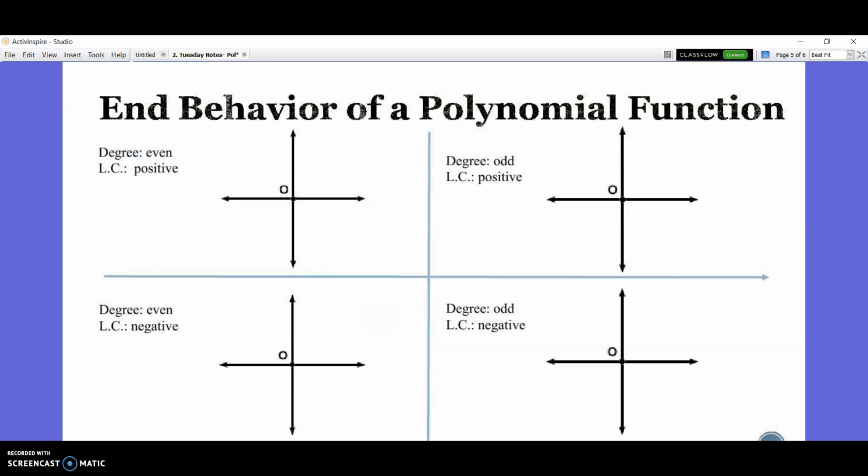Okay, last thing is end behavior of a polynomial. So there's 4 possible end behaviors. I want you to copy this down, pause the video. So the first option is the degree would be even and our leading coefficient is positive. So that's something like this.